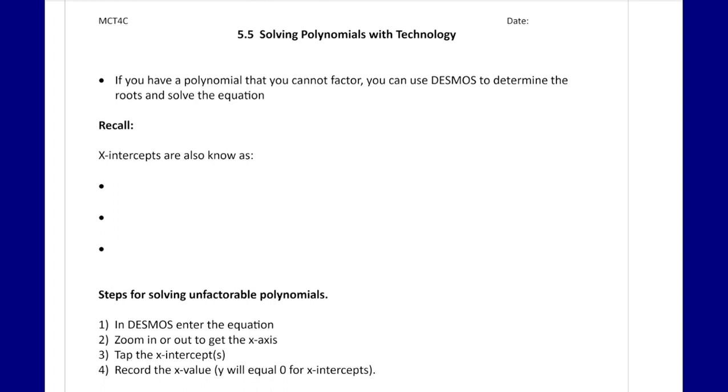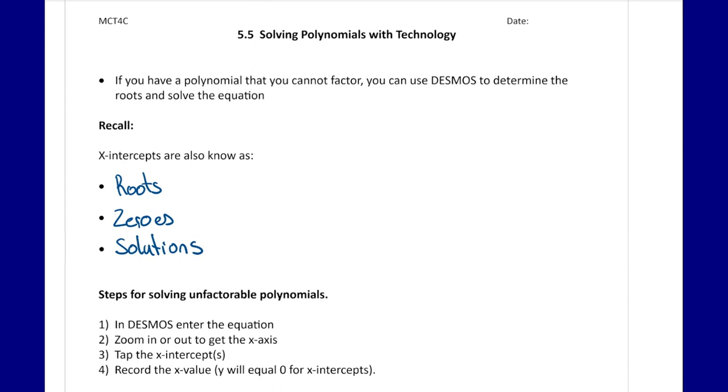So for example, we want to recall, the x-intercepts are known as roots. They're also known as zeros. And they're also known as the solutions. So essentially, when we're solving a polynomial like we've done in the previous lessons, we've essentially been finding the x-intercepts. Same when we graphed or sketched polynomials, we found the roots, we were finding the x-intercepts.